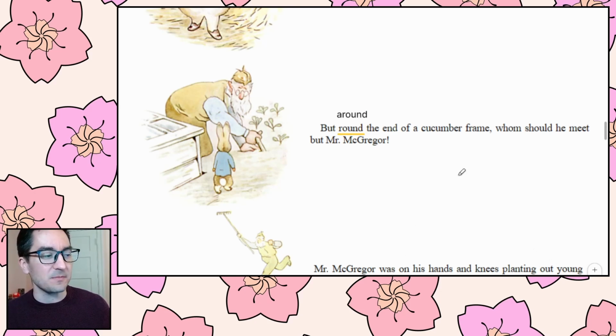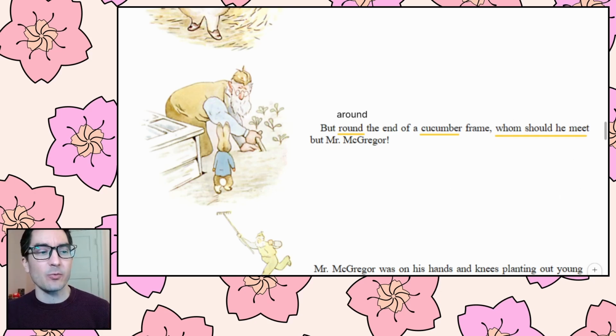What the heck is that? Well, a cucumber is a green vegetable. It's long and green, and you can slice it into pieces, and it's delicious. And Mr. McGregor has cucumbers growing in a frame. Oops. So like in this box thing, that's called a frame. And so he has cucumbers growing inside. And Peter Rabbit walks around the end of the frame and he meets Mr. McGregor. Whom should he meet?